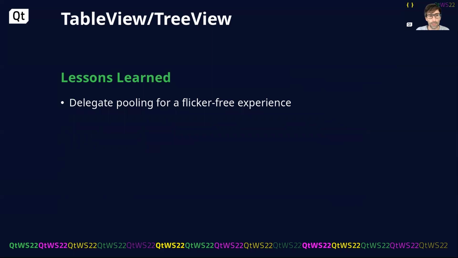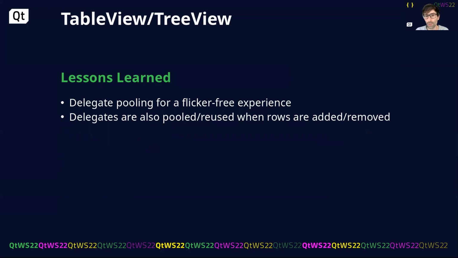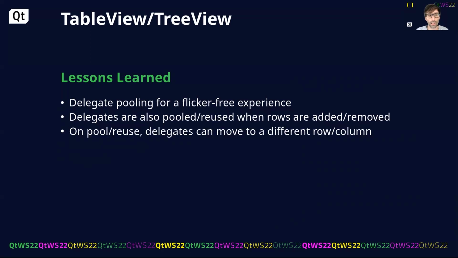So table view and tree view in particular, we need delegate pooling. That's something that we learned. Delegate pooling is a reusing of delegates instead of recreating the delegates. This is something that's on by default. You can switch it off. We learned that we need it. Delegates are also pooled and reused when rows are added and removed. So this also means, for instance, in a tree view, collapsing or expanding a node.